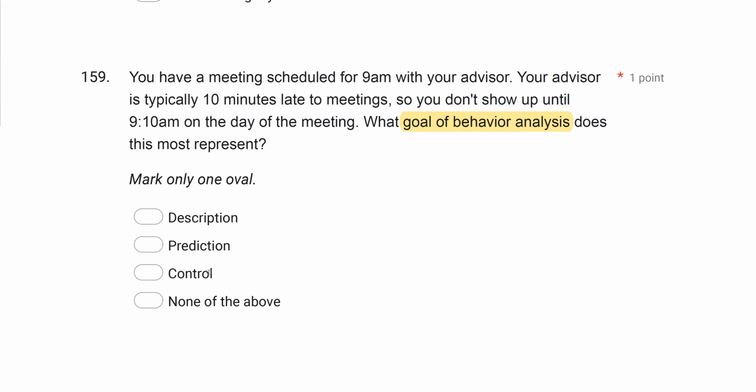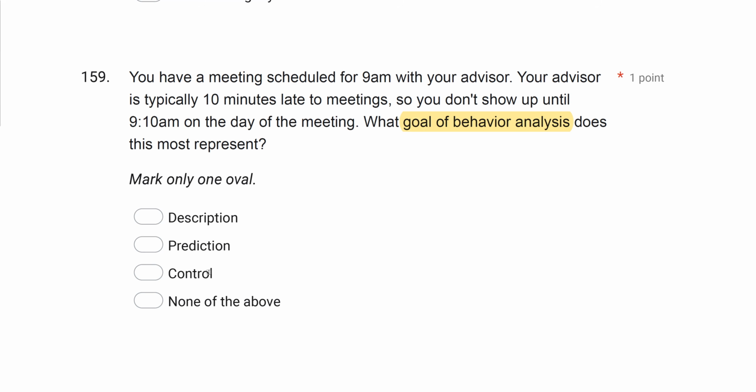So let's break down each of those. Description, you're simply talking about, or in other words, describing an event. You're not correlating anything. You're not experimenting on anything. And you're just saying, this is what happens. So description might be, well, your advisor shows up late. That would be a description of your advisor's behavior.